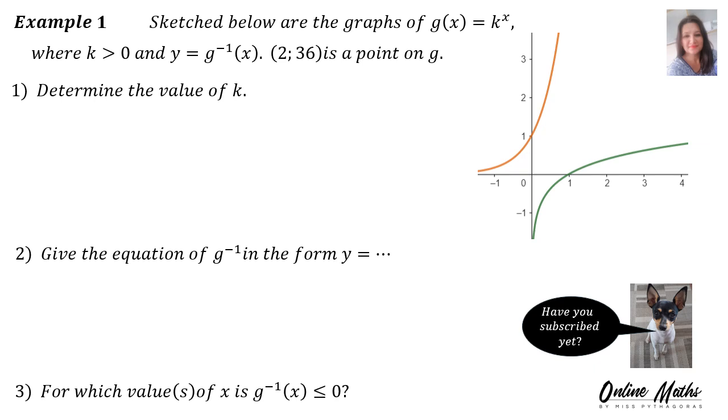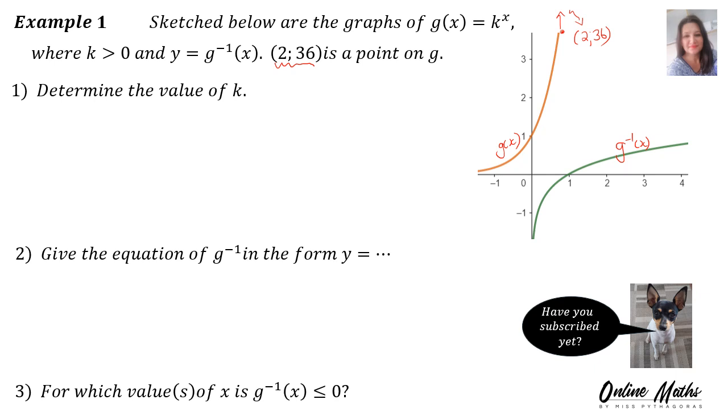The brown graph is the exponential function g of x, and the green one is the inverse, g negative 1 of x. And then they say that there's a point on g, the point (2, 36). Unfortunately, there's not enough space here, but it will be up there somewhere. You will find the point (2, 36) living on the graph.